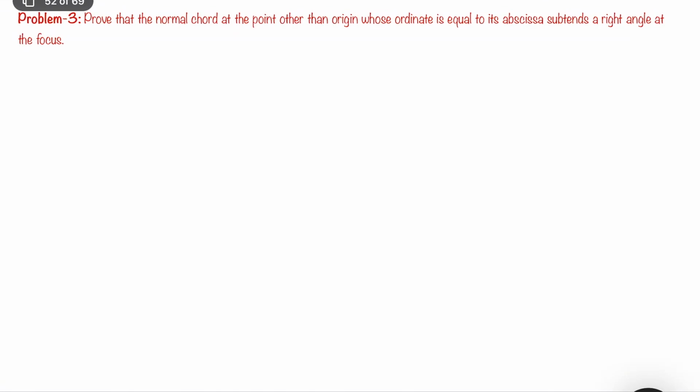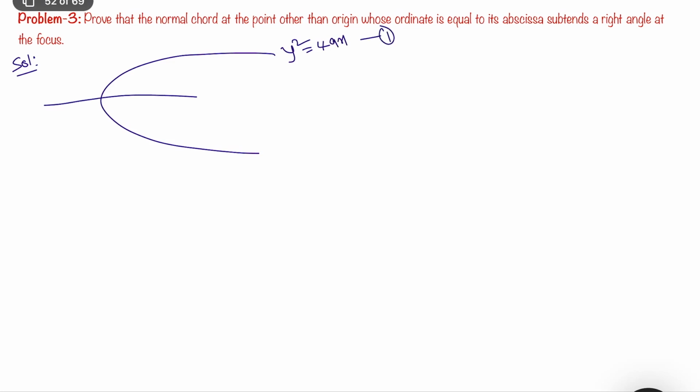Next, problem 3. Prove that the normal chord at the point other than the origin whose ordinate is equal to abscissa subtends a right angle at the focus. Okay, let me draw the standard parabola whose equation is y square equal to 4ax. Let's call it 1. Here x is going to be the x-axis and the focus will be S, (a, 0).